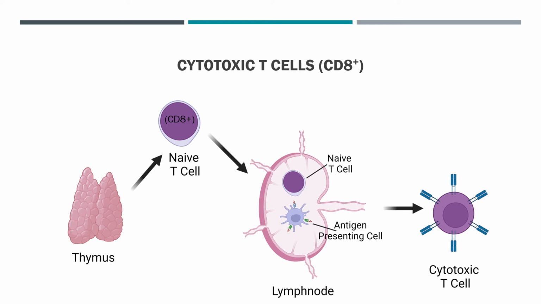So let's start off with cytotoxic T cells. You can think of them as the action guys. They're the T cells that are responsible for actually attacking the target. And they actually follow the most straightforward pathway as well. So let me go ahead and get my laser pointer.